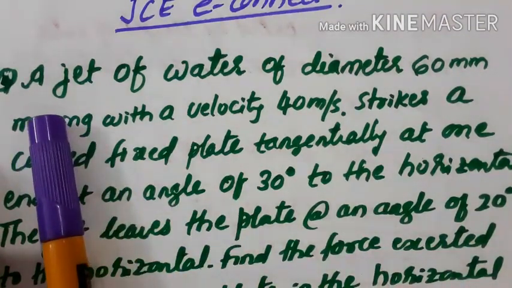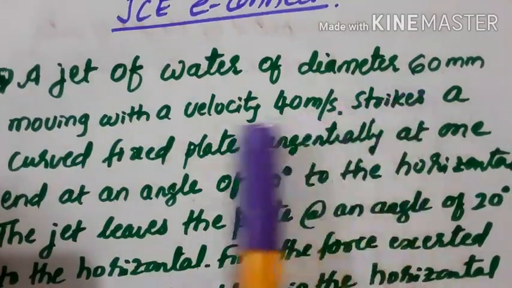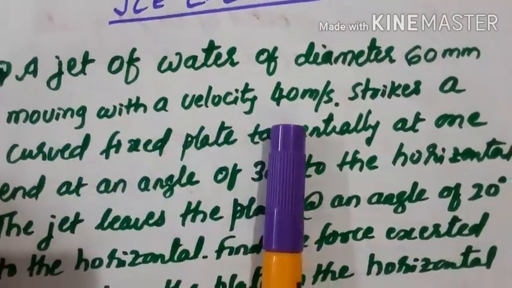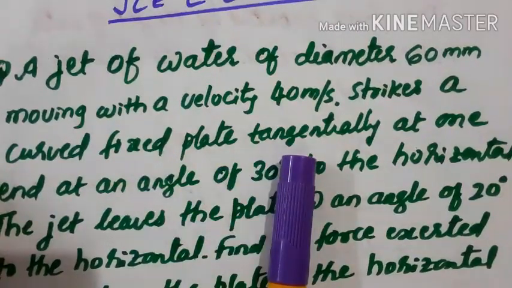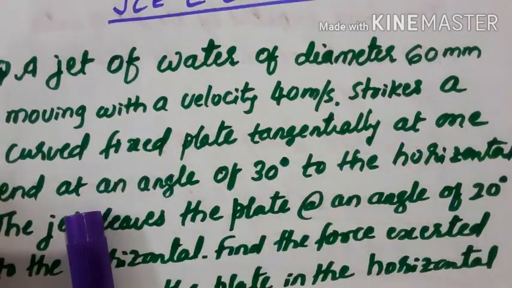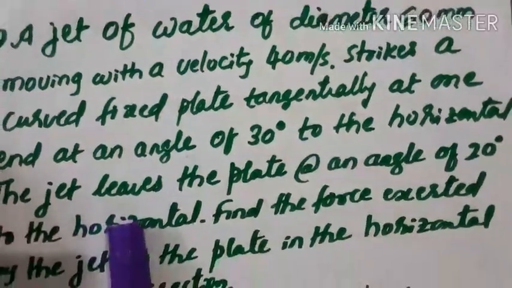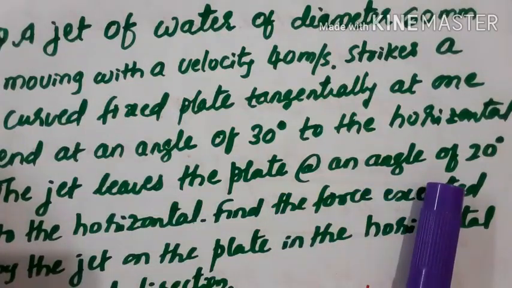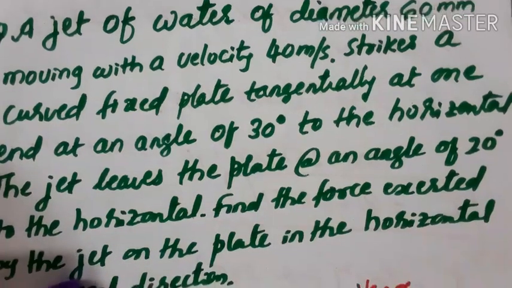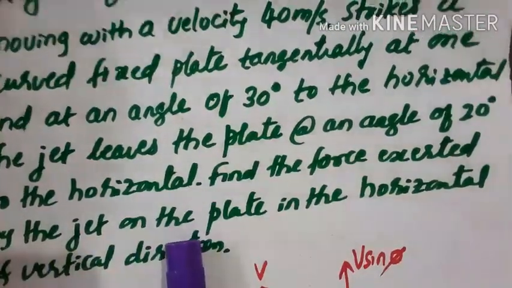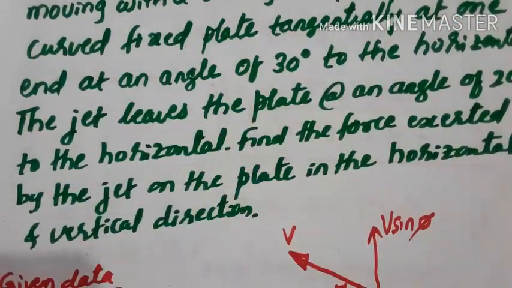So the problem given here is a jet of water of diameter 60 millimeter moving with a velocity of 40 meter per second strikes a curved fixed plate tangentially at one end at an angle of 30 degree to the horizontal. The jet leaves the plate at an angle of 20 degree to the horizontal. Find the force exerted by the jet on the plate in the horizontal as well as in a vertical direction. So this is the problem given.